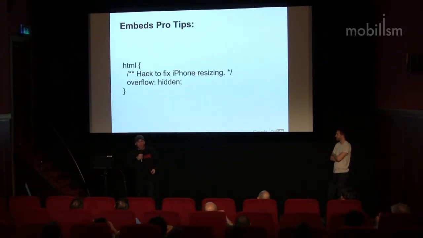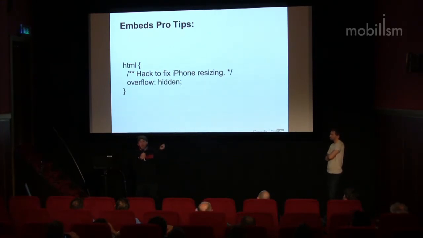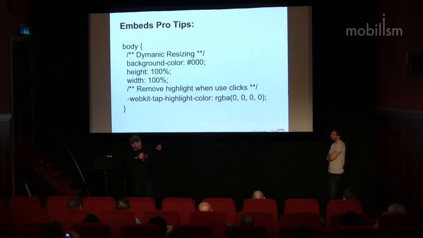So, pro tips when you do an iframe, very important. On the HTML element, do an overflow hidden. iOS has some issues, and it might stretch your content a little bit if you don't do this. So just do that right away. Quick, one-liner. We also recommend that on the body tag you stretch things to take up the entire space, and you change the background color to something that's appropriate for your application. For us, it's black.